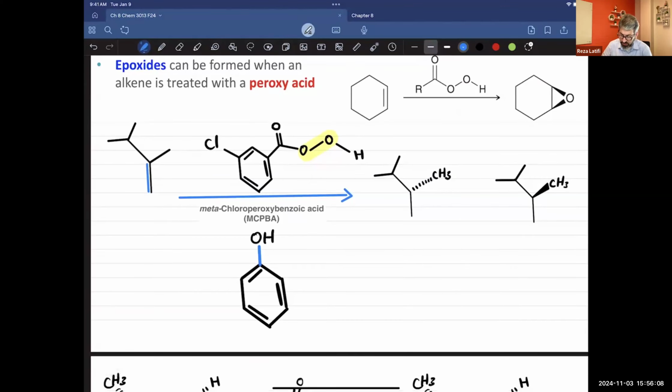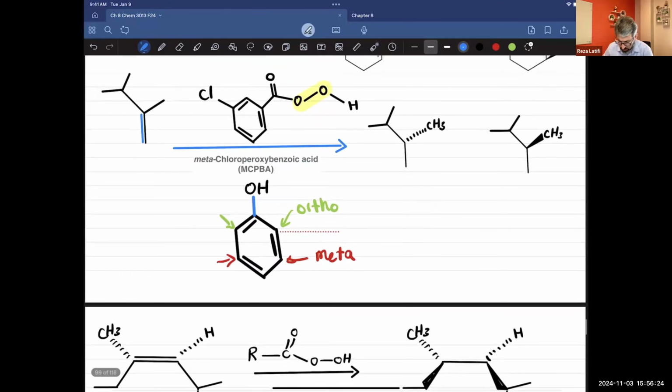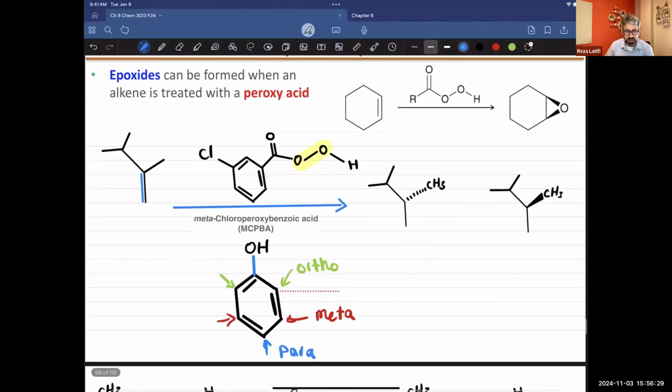Imagine you have a phenol. The first 2 positions that are close to the functional group, we call them ortho. The next two positions, we call them meta. And the last one, this one will be the para position. And where is the chloride? The chloride is sitting in a meta position. And what's the functional group? This is going to be our functional group. So the correct name for it will be metachloroperoxybenzoic acid.